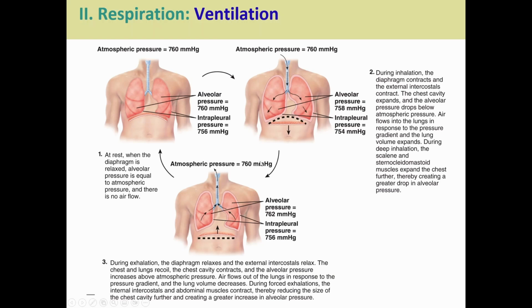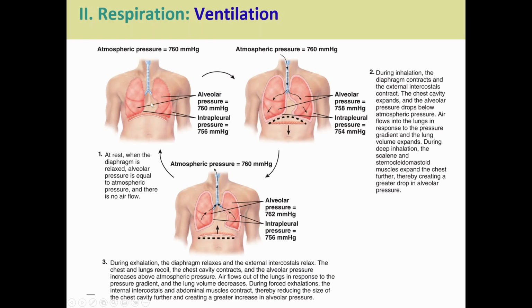Now, when we exhale, the diaphragm moves back up. The ribs move back down and in. And so the intrapleural pressure goes up to 756, and the alveolar pressure goes up to 762, which is higher than the atmospheric pressure. That's going to force air out.